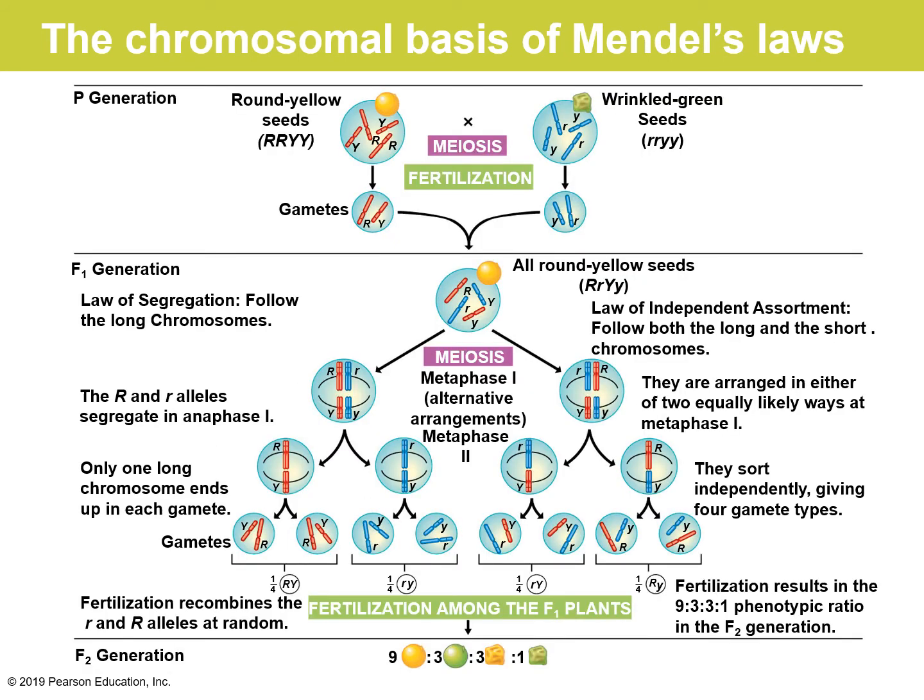This figure correlates the results of the dihybrid cross with the movement of chromosomes through meiosis. Starting with two purebred parental plants, the diagram follows two genes on different chromosomes, one for seed shape, alleles uppercase R and lowercase r, and one for seed color, alleles uppercase Y and lowercase y, through the F1 and F2 generations.